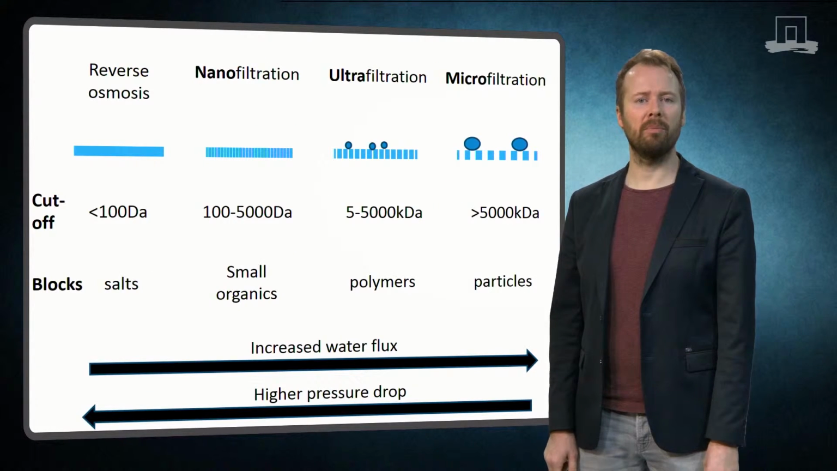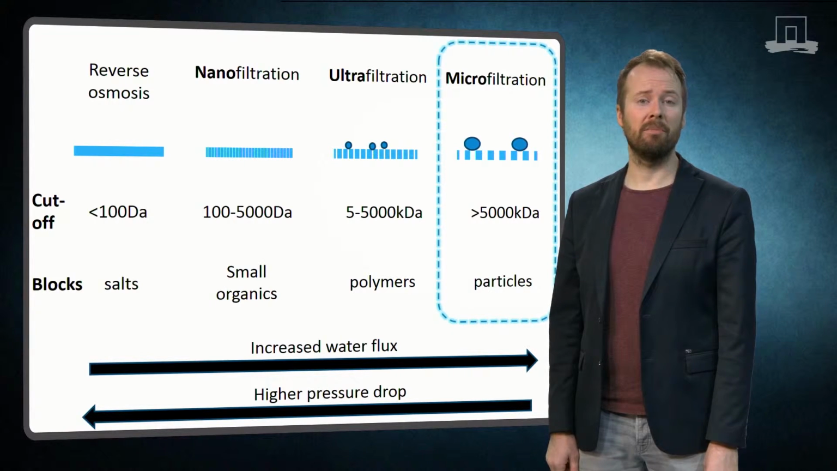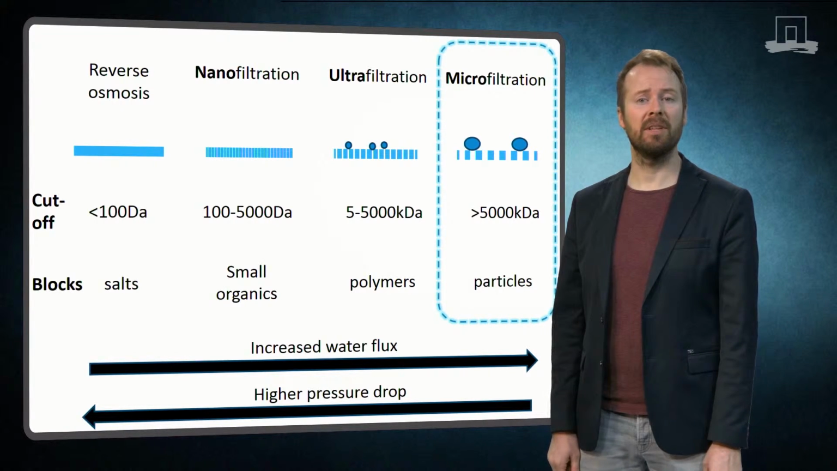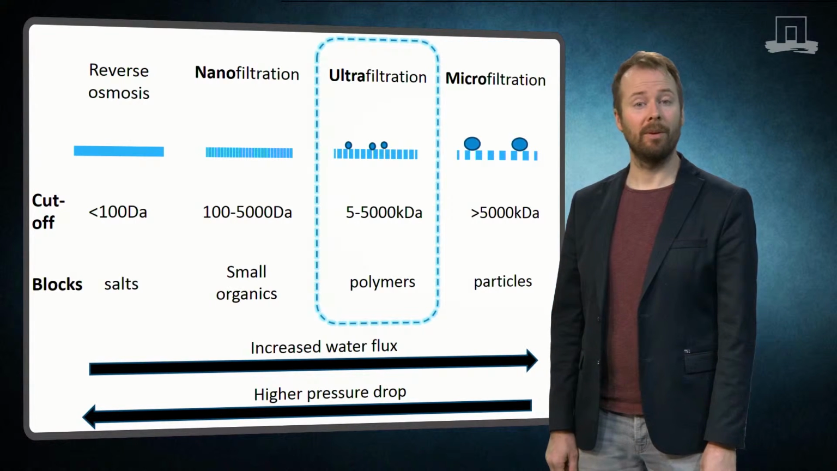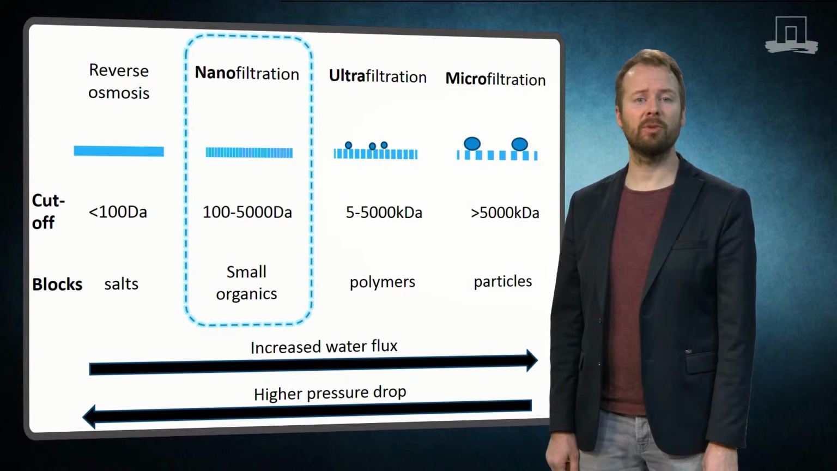We often use membranes for separation purposes. I already discussed microfiltration in the harvesting section, but membranes can also be used for other separations. Different membranes retain different products. Ultrafiltration blocks polymers such as proteins and polysaccharides, and nanofiltration retains small organic molecules.